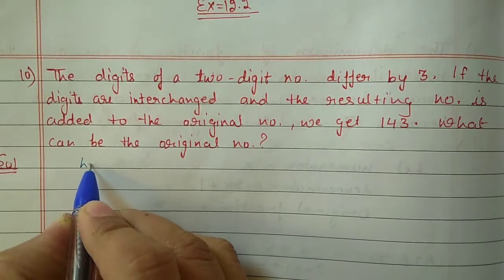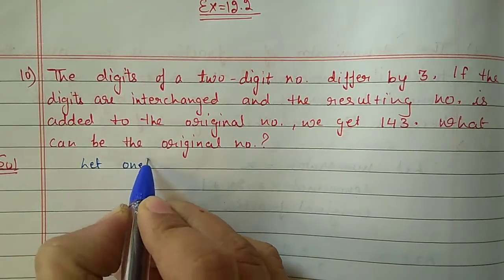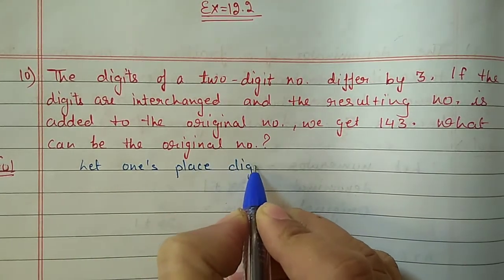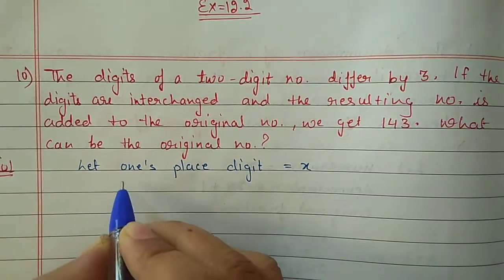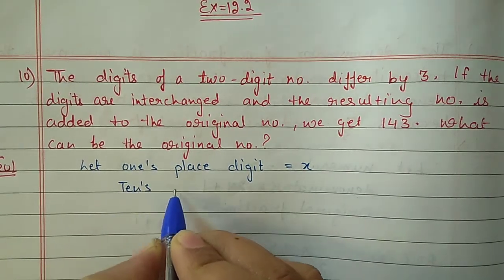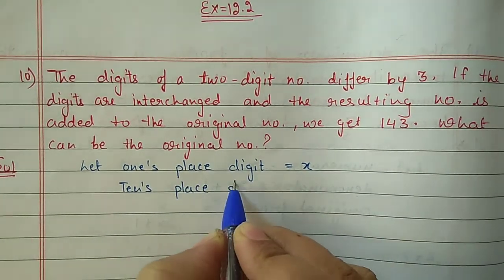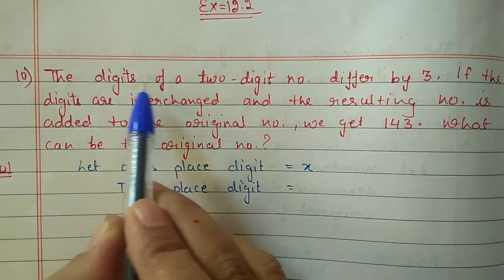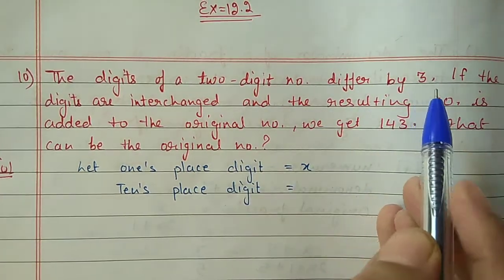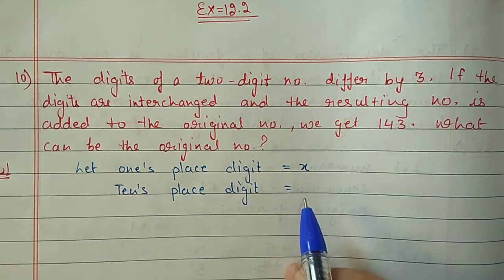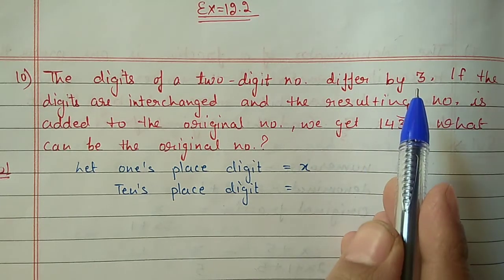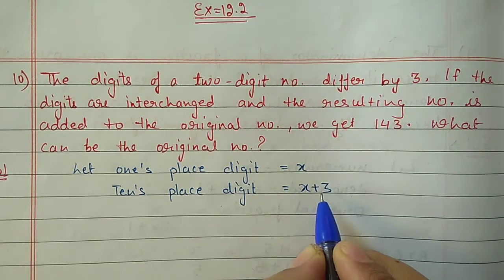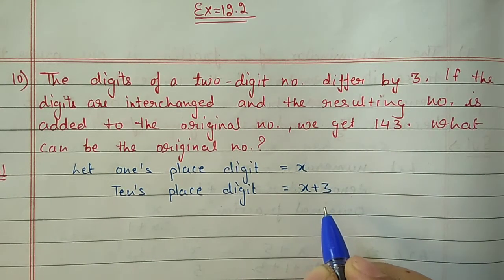So we will take, let ones place digit be x and tens place digit be... Now the hint is given: the digits of a two-digit number differ by 3. It means if at one place 2 is there, then at the other place a number with difference 3 will be there, so we can write it as x plus 3. If it is 2 here, then here we have 5. Like this we have two numbers.